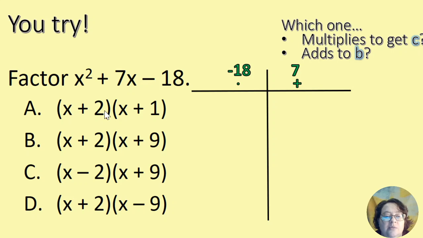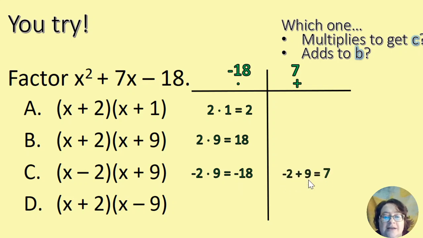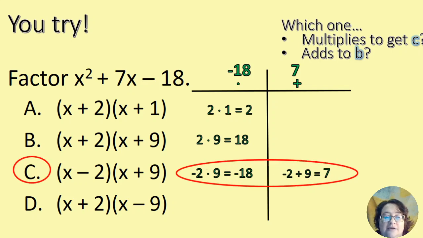So let's take our numbers here. 2 times 1 is 2, not negative 18. I can skip it, go to the next one. 2 times 9 is positive 18, not negative. Skip it, go to the next one. Negative 2 times 9 is negative 18. Good, that's a match. Let's try addition. Negative 2 plus 9 is positive 7. And that is my final answer.